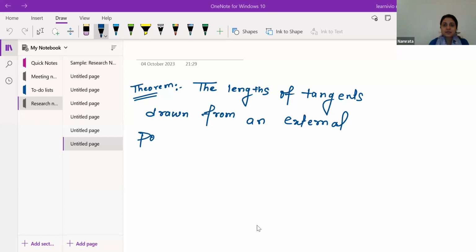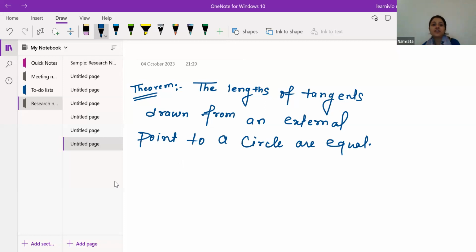Yes, ma'am. From an external point to a circle are equal. Okay, so it says the length of tangents drawn from an external point to a circle are equal.